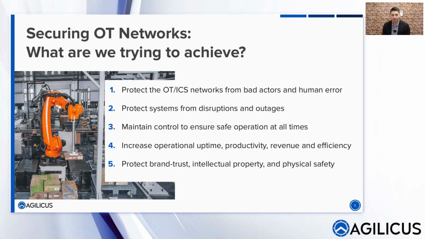And so let's start with the basics. When it comes to securing operational technology, OT, and securing those networks, what are we trying to achieve? We talk about things like air gaps, but what are the outcomes that we're actually looking for? They usually revolve around 5 or so things. We want to protect the networks from both bad actors as well as human error. We want to protect the systems from disruptions or outages. We need to maintain control and safe operation at all times.